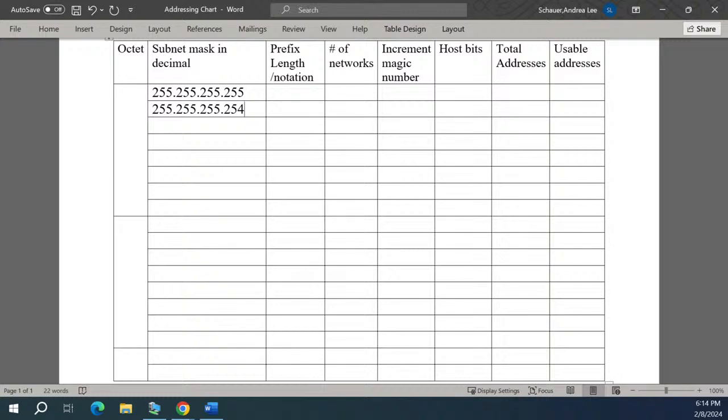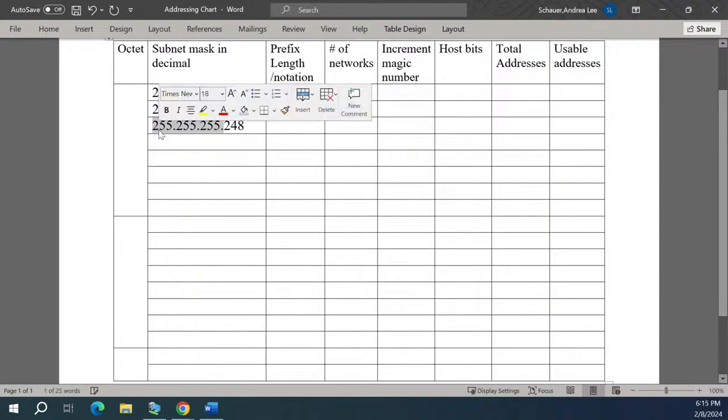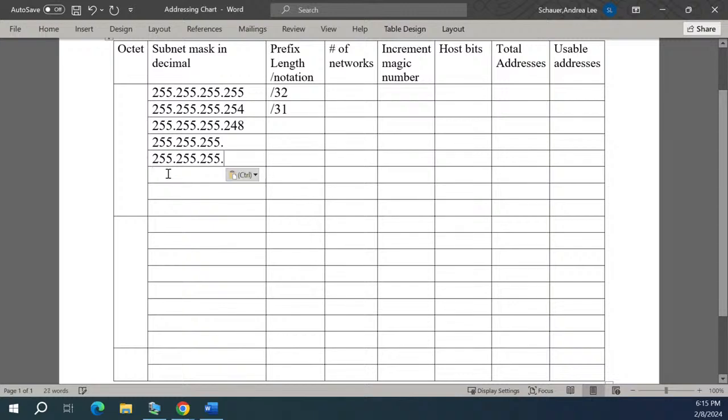So then that would be a slash. This one was a slash 32. And then what would the next one be? This one's a slash 31, right? Slash 31. All right, so we're going to fill all these out. 248. Do we agree? 248. And I'm going to cheat. I'm going to copy this, Control C, and pop it in here because that's what's changing, right?